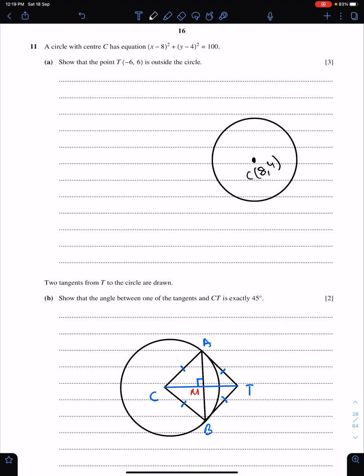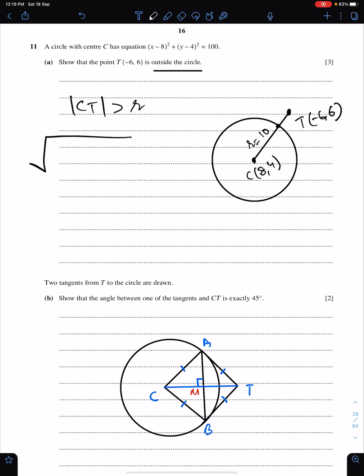To prove that this point T is outside the circle, this is a rough sketch. We just need to get this distance, CT distance. If this distance is greater than the radius, which is 10, then we will easily show that T is outside the circle. So we just need to prove distance CT must be greater than radius.